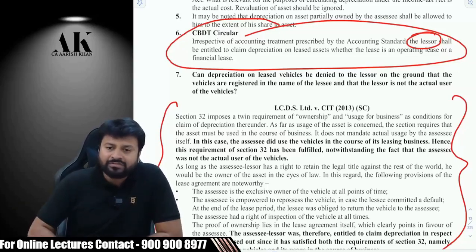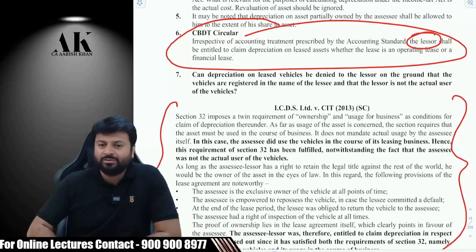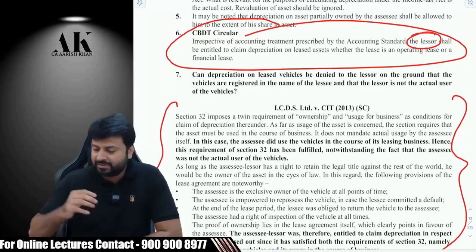So according to the facts and circumstances, things can change. Definitely. That will depend upon how good a lawyer you hire to defend your particular case. Yes, please, you can ask.